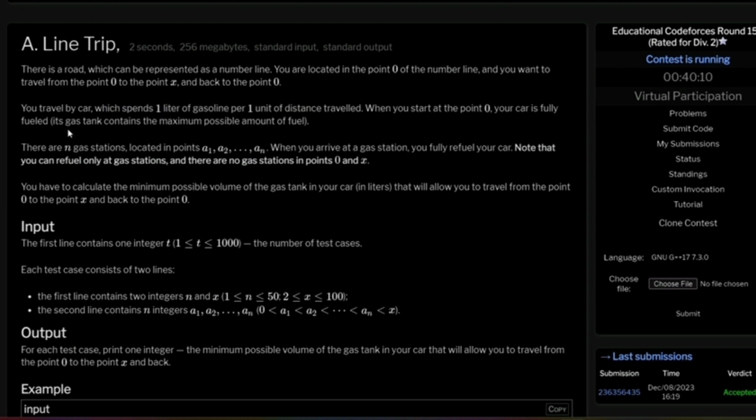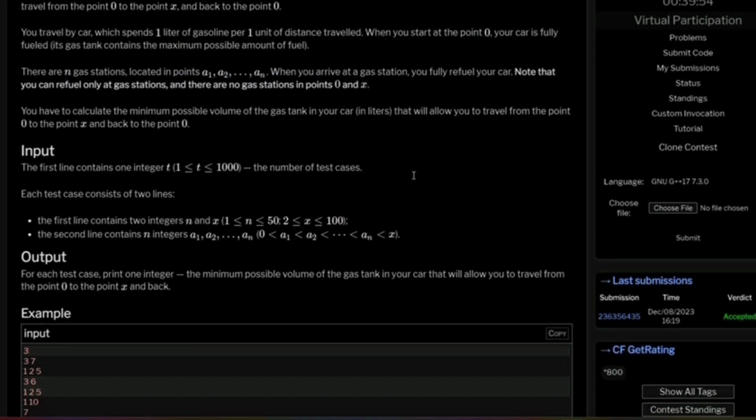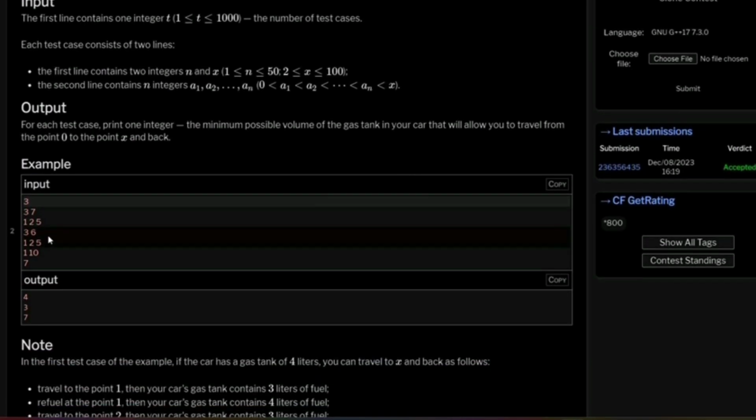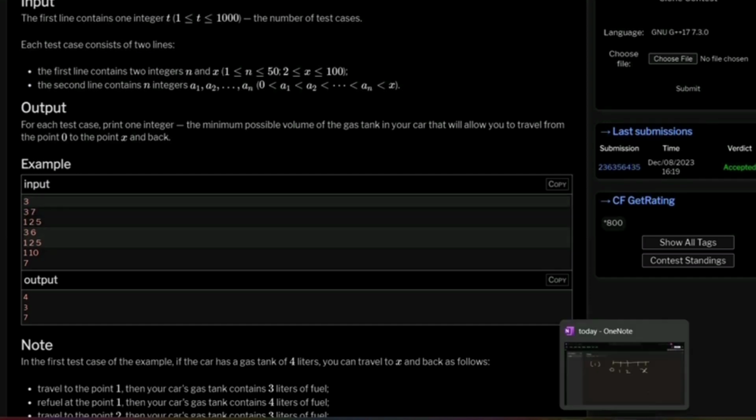Alongside, one thing, it is also mentioned that there will be a total of n gas stations in between the 0 to x points. Also, we need to take note that there are no gas stations on 0 and x. Well, this is the condition, and these were the test cases. Let's see the first test case.